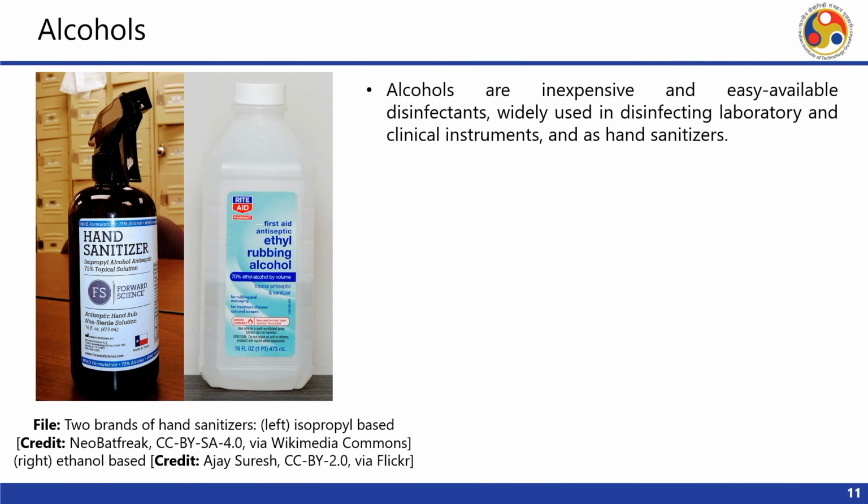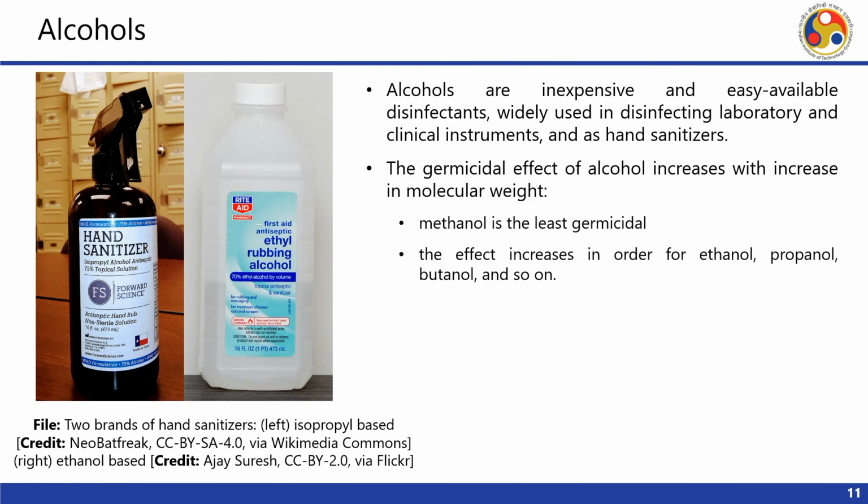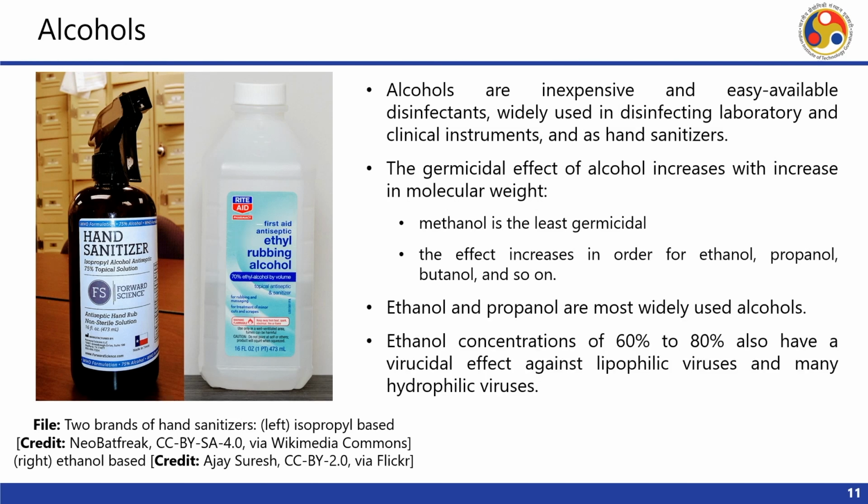The next class of compounds or agents that are used as disinfectants are alcohols. Alcohols are inexpensive and easily available. These are widely used in disinfecting laboratory and chemical instruments and as hand sanitizers. The germicidal effect of alcohol increases with increase in molecular weight. Methanol is the least germicidal. The effect increases in order for ethanol, propanol, butanol, and so on.